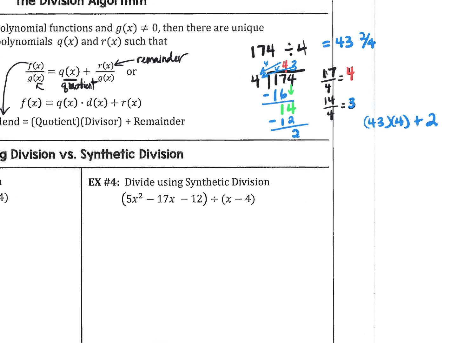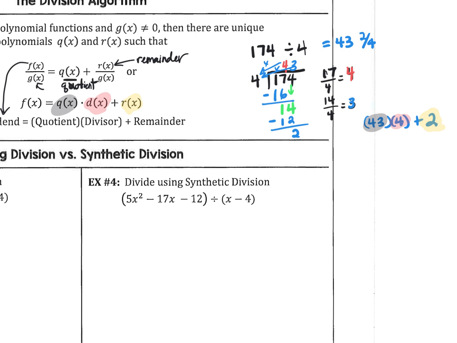This is my Q of X. This is my D, my divisor. We're dividing by 4. And then the remainder is here. You see how we can write this as the quotient times the divisor plus the remainder gives us that number back, doesn't it? I bet if you put in your calculator 43 times 4 plus 2, you would get 174.